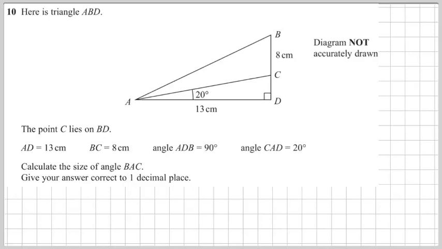Okay, here we have a question to do with triangles and angles and lengths. So you should be thinking immediately trigonometry. And crucially, we've got a right angle here, so there should be some SOHCAHTOA trigonometry involved. And in fact, this problem can be solved entirely using SOHCAHTOA.